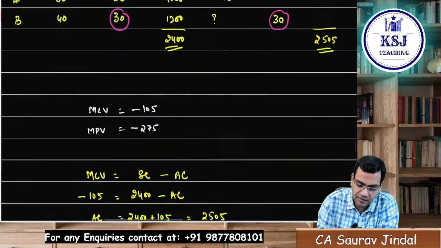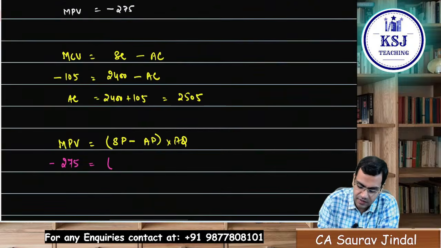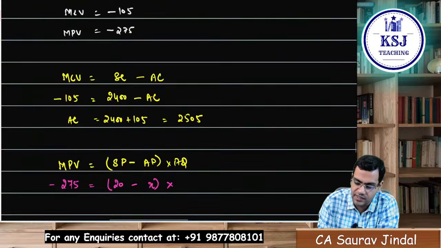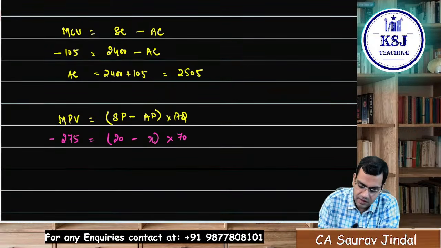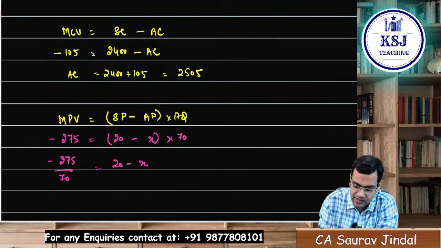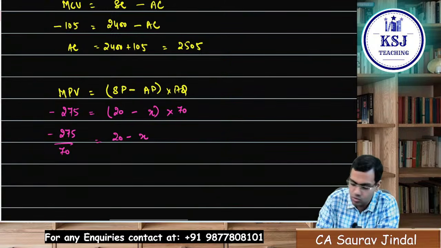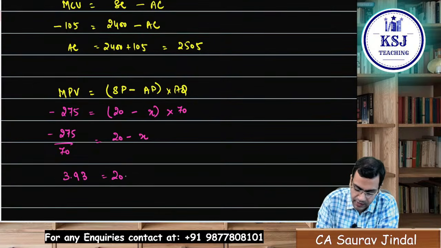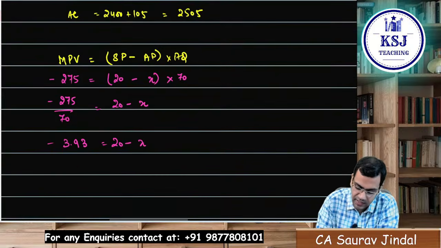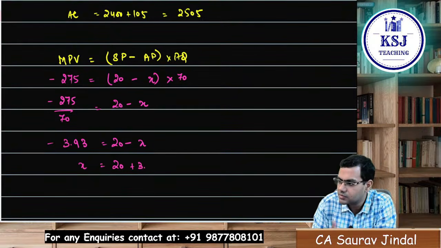Standard price for A is 20, minus X, into actual quantity, which is 70. Right? So minus 275 divided by 70 is equal to 20 minus X. That comes to 3.93 equal to 20 minus X. So I'll take X on the other side. X is equal to 20 plus 3 point.